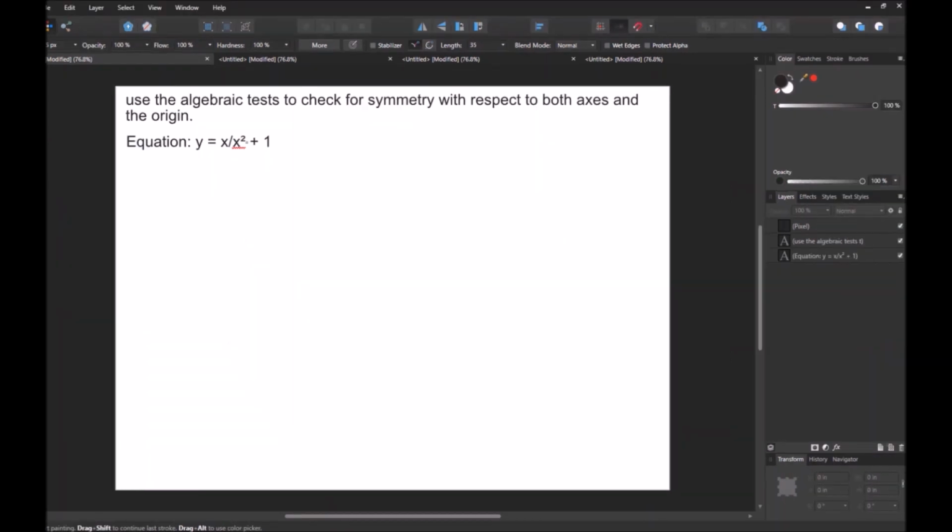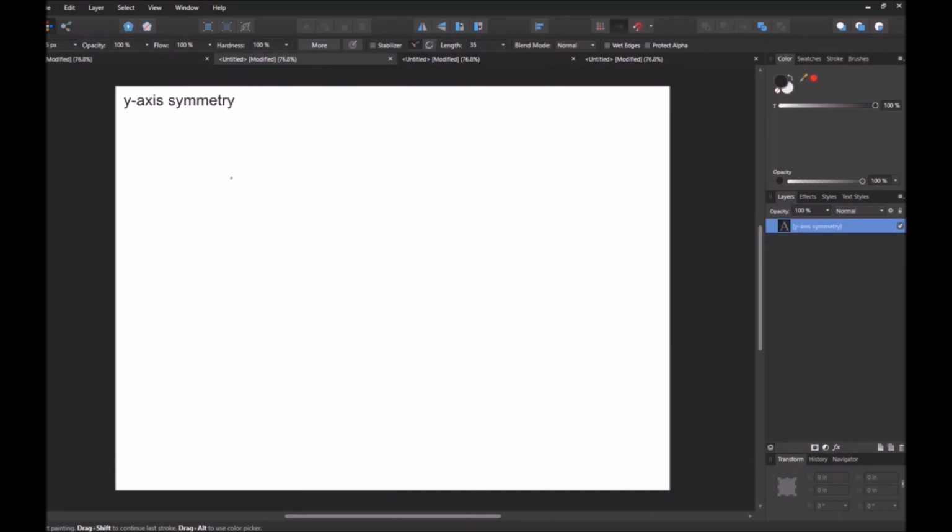So in this next problem, we are once again asked to use the algebraic test to check for symmetry with respect to both axes and the origin. The equation we're given is y equals x over x squared plus 1. So let's start with the y-axis, for example. Let's start with y-axis symmetry.